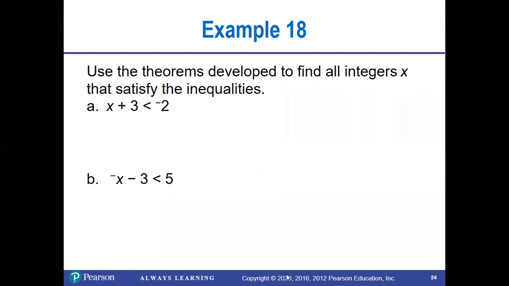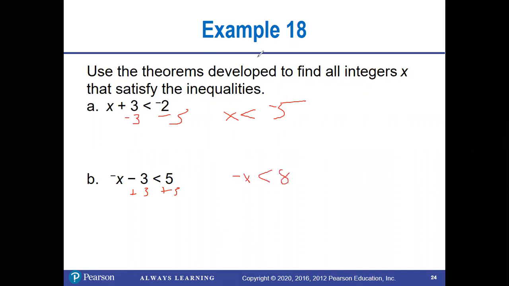All right, so let's just do this by hand. How do I get x by itself? Well, I have to subtract 3. If I add or subtract, it does not affect the inequality. I'll get x is less than -5. How do I solve b? I add 3, which does not change the inequality, and I get -x less than 8.